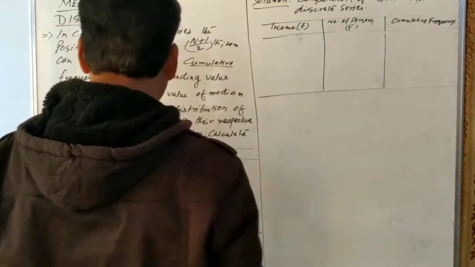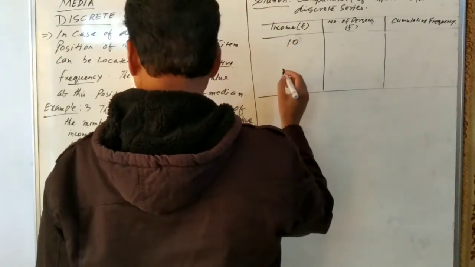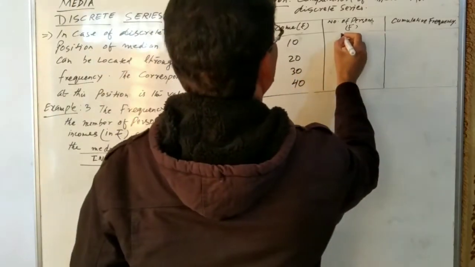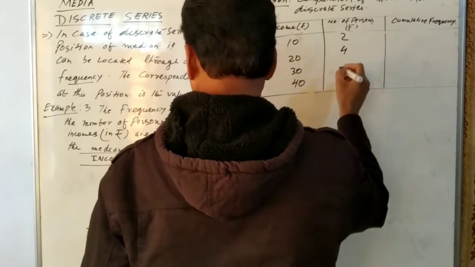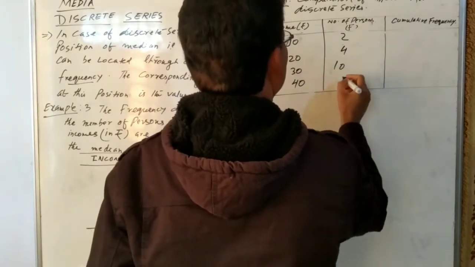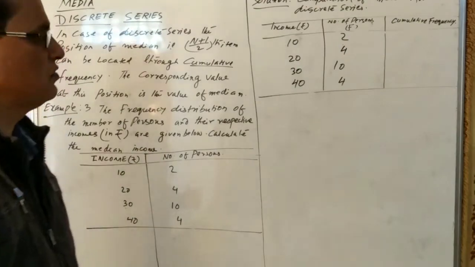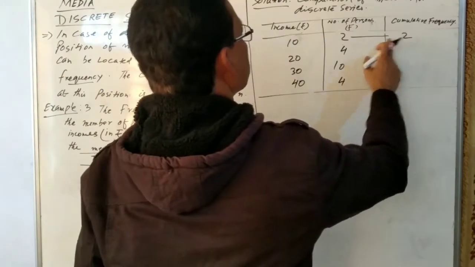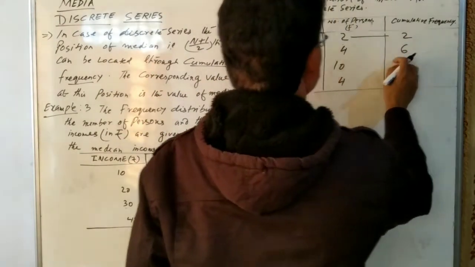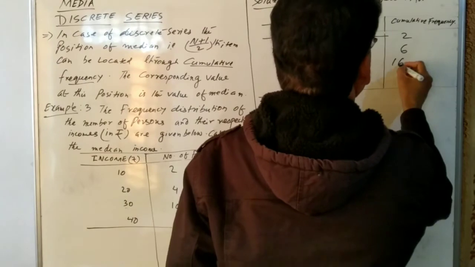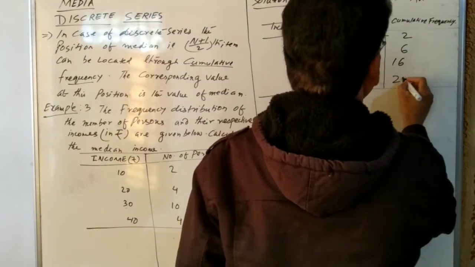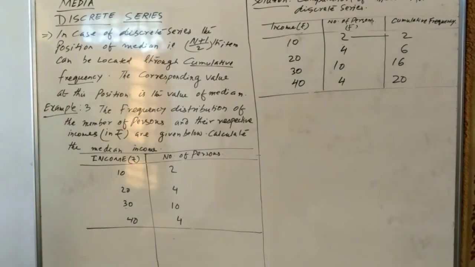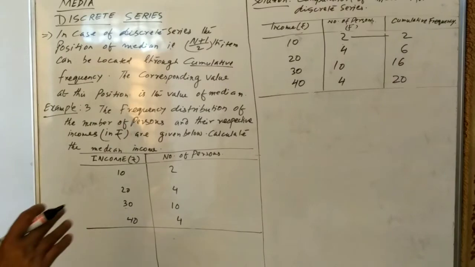In the solution, we will write 10, 20, 30 and 40. Then here it is given 2, then 4, then 10, then 4. Then we can find out the cumulative frequency. This 2 will be written over here. 2 plus 4 is 6. 6 plus 10 is 16. And 16 plus 4 is 20. So here the total number is 20, it means 20 persons are here.